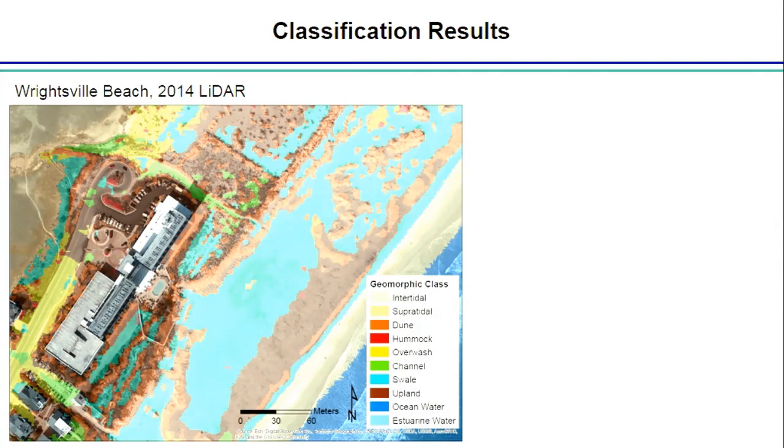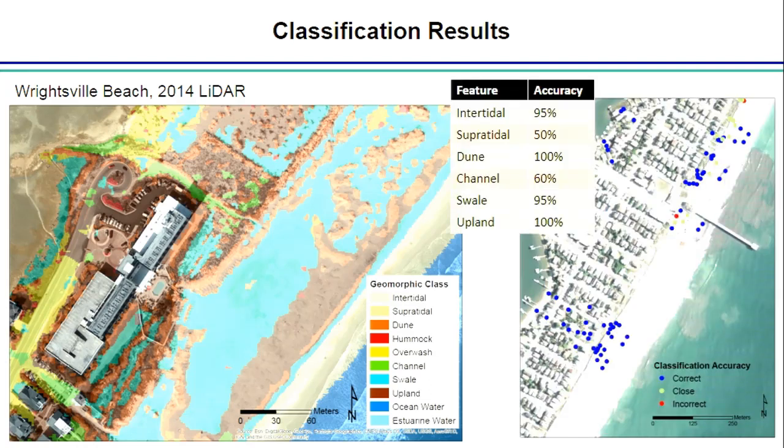But what we plan on doing in the next step is to use the intensity data that we have with the LiDAR data, and roads have a significantly different intensity from sand, and so we should be relatively easily able to separate the roads using that intensity data. And when we run the accuracy assessment again, we see really good results with the exception of supertidal and channel, which I already talked about.